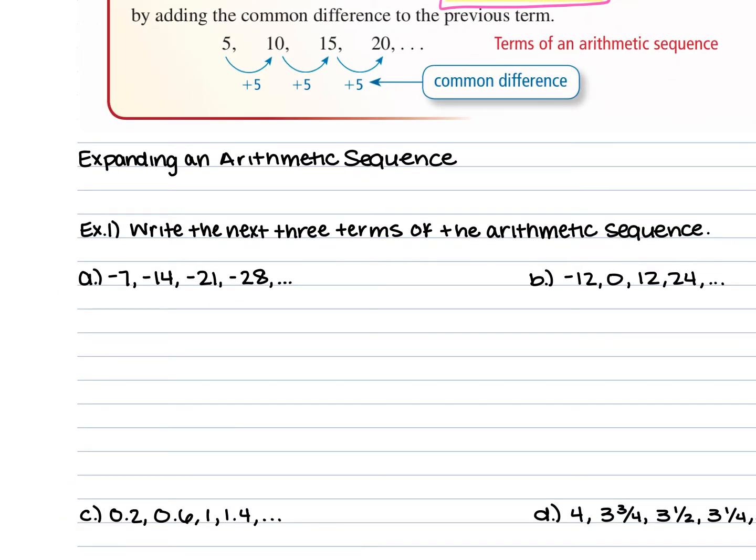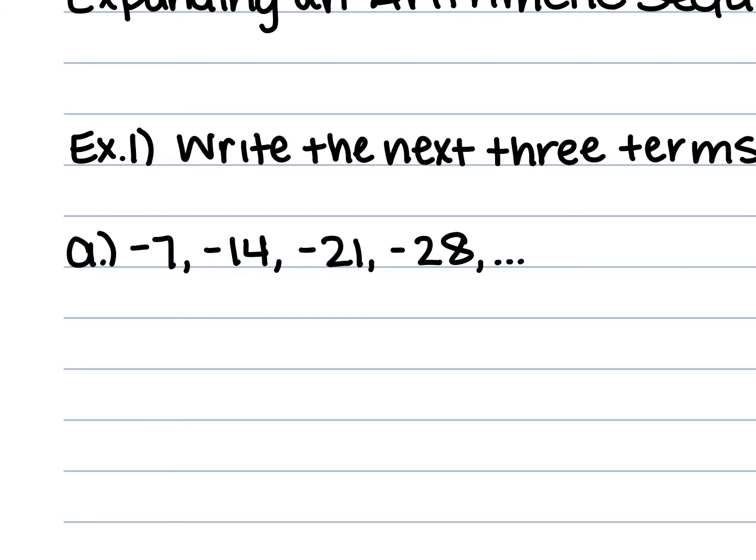So in example 1, we're going to write the next 3 terms of the arithmetic sequence. In order to do that, we have to figure out what our common difference is. What am I adding or subtracting to get from one number to the next? Adding 7? No, minus. I'm subtracting 7, because negative 7 minus 7 would be negative 14. Let's just double check. If I subtract 7 from negative 14, that would be negative 21. So that works. That's our common difference. So our common difference is negative 7.